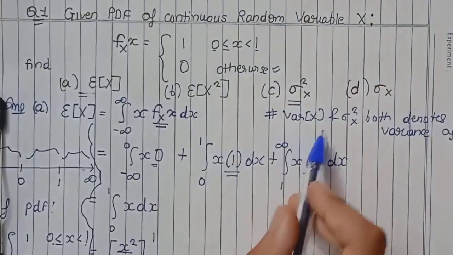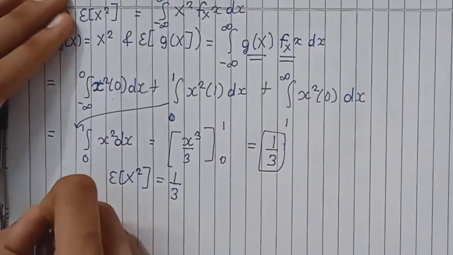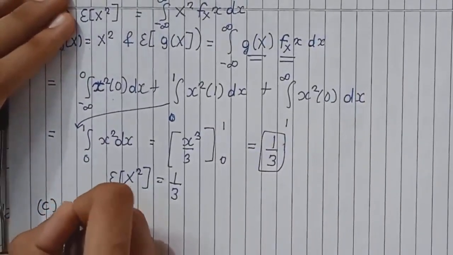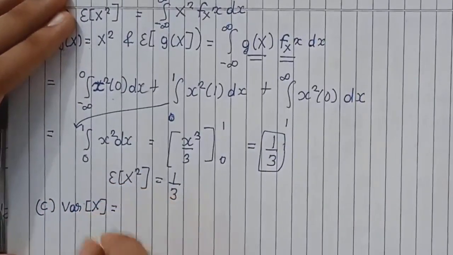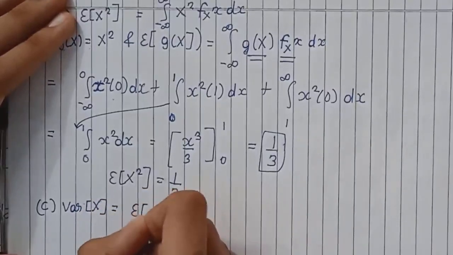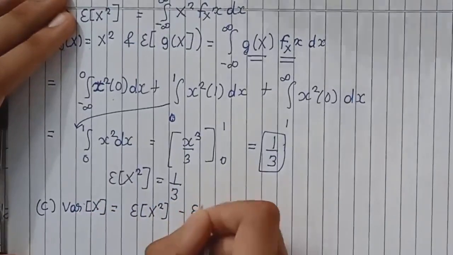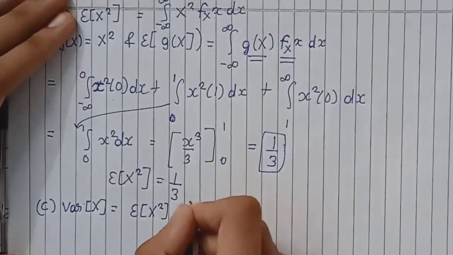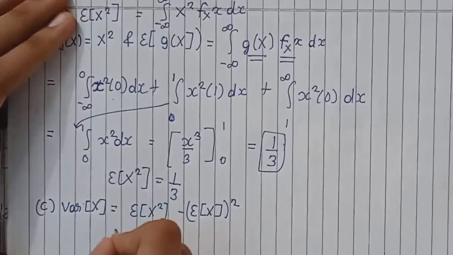So now let us calculate this. In the C part we need to calculate the variance of random variable x. Using the formula that we have just derived, I can write that it is equal to expectation of x square minus expectation of x whole square. And in the B part we have calculated expectation of x square, which comes out to be 1 by 3.